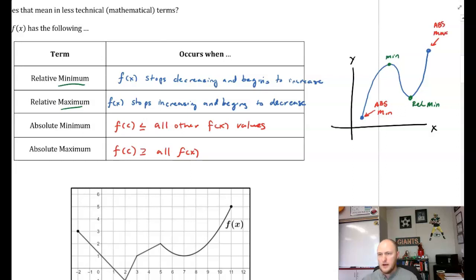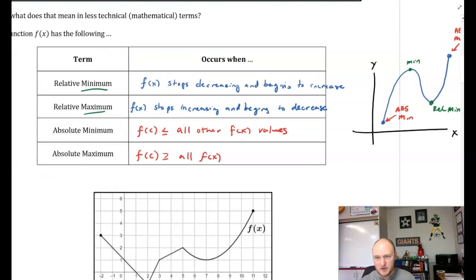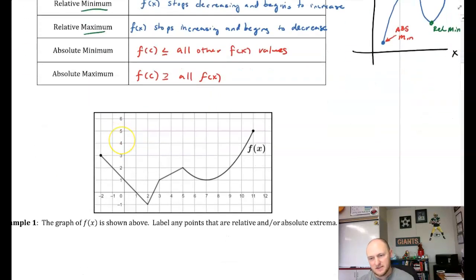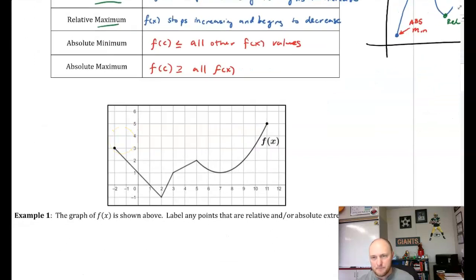Now, absolute max and absolute min are important, and in today's lesson we're going to mainly focus on relative extrema, and we're going to come back and talk about absolute and global maxes and mins and how to find them later on.